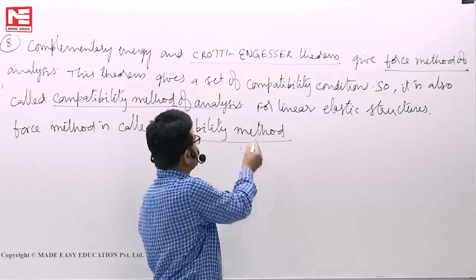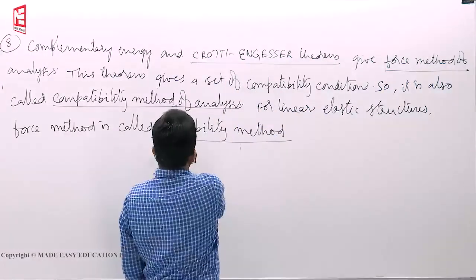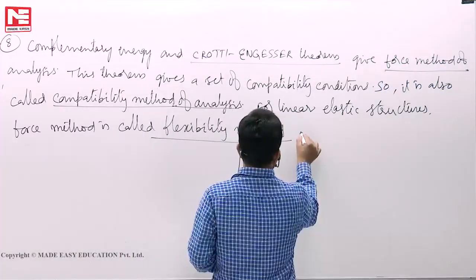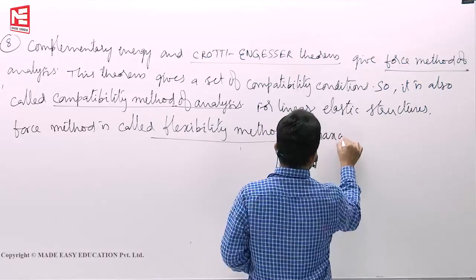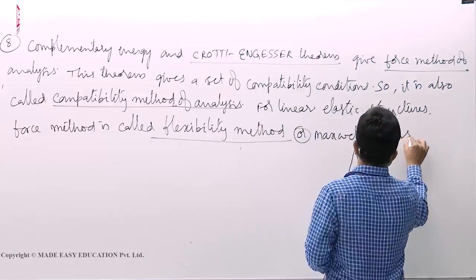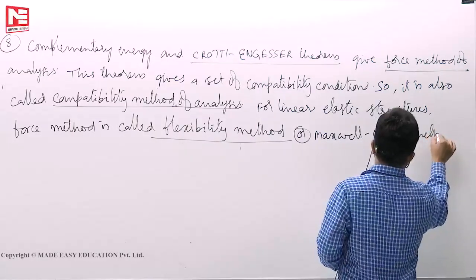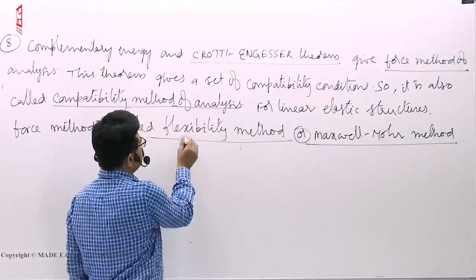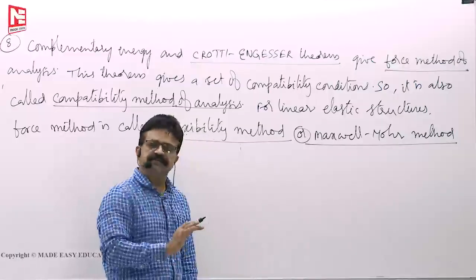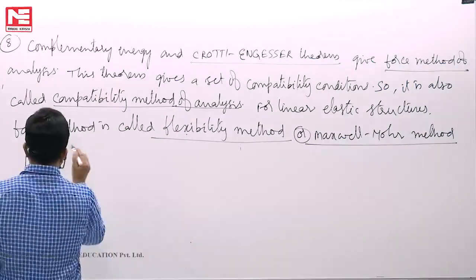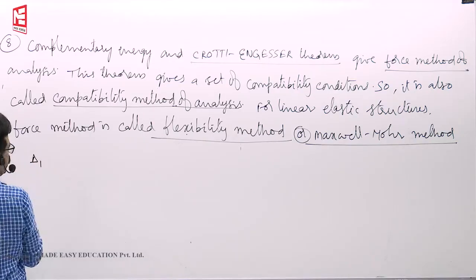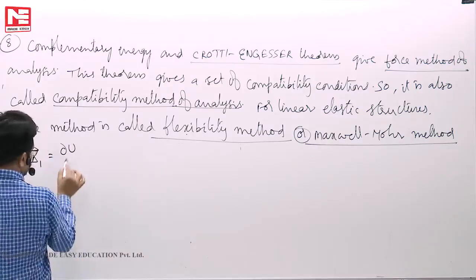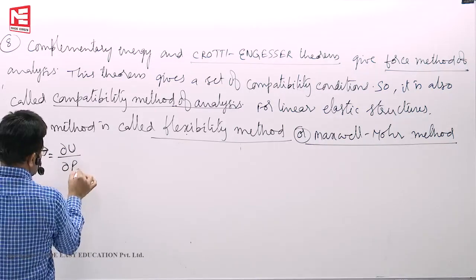Such types of flexibilities will come by differentiating it. So we call it the flexibility method or Maxwell-Mohr method, because Maxwell and Mohr also have given it for linear elastic structures. So the flexibility method and the Maxwell-Mohr method both mean the same. In this case, what are the compatibility conditions? If you want to find the displacement at the first point, it is the first derivative of strain energy with respect to the force at that point.